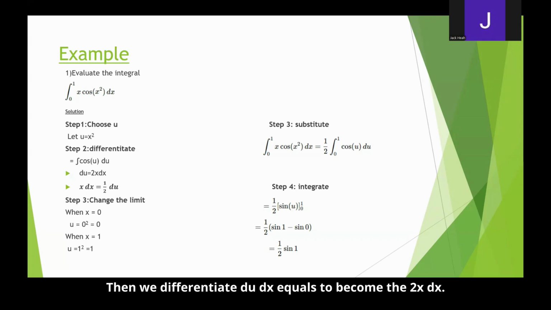So the solution is we need to choose the u first. We choose x squared as the u, and then we substitute u into the x squared, so it becomes cos u du. Then du equals 2x dx. After we differentiate it, we move the 2 in front to the x dx, then we move the 2 to the du. So x dx equals 1 over 2 du.